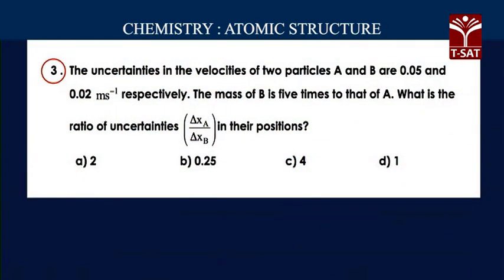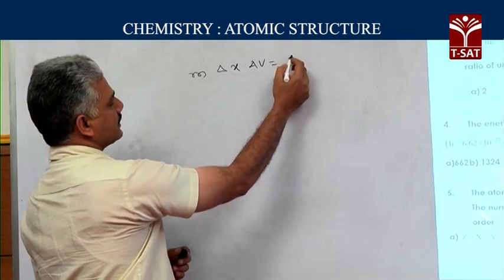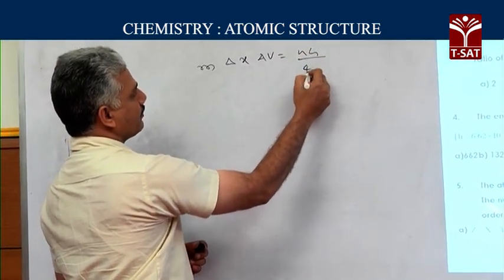Third question, the uncertainties in the velocities of two particles A and B are 0.05 and 0.02 meters per second respectively. The mass of B is 5 times to that of A. What is the ratio of uncertainties in their positions? This problem is based on the Heisenberg's uncertainty principle, which can be represented as m delta x delta v is equal to nh by 4 pi.